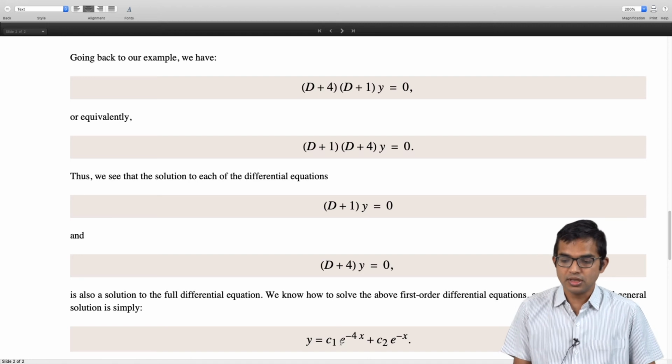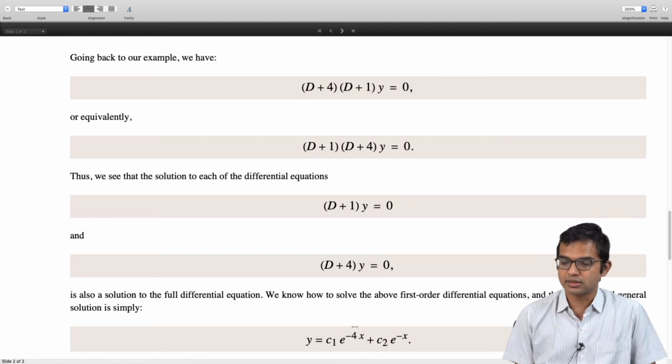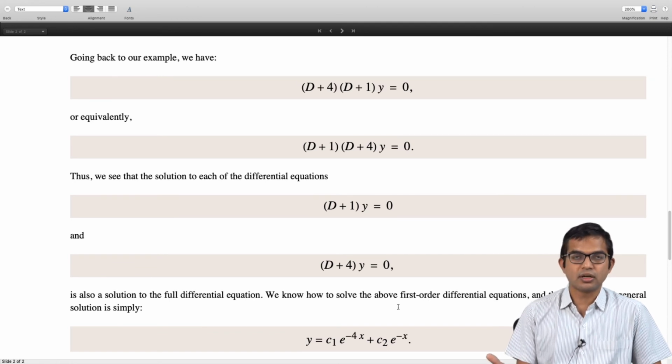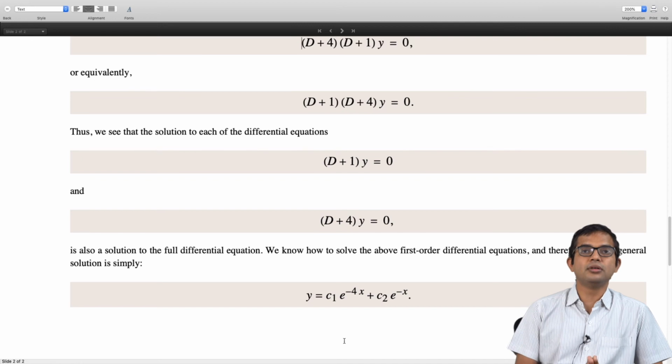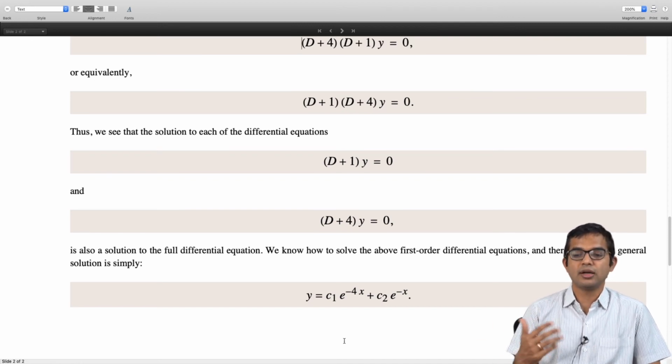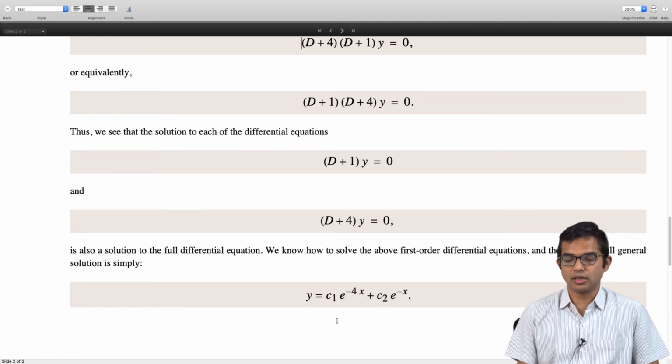So you see how we managed to, for this case, just solve the first order differential equation and then write down the solution of the full second order differential equation. So here it turns out to be c1 times e to the minus 4x plus c2 times e to the minus x, right? So all we have done is actually just to use the auxiliary equation, find its roots, and using that we are able to write down the solution of the full second order differential equation, right?